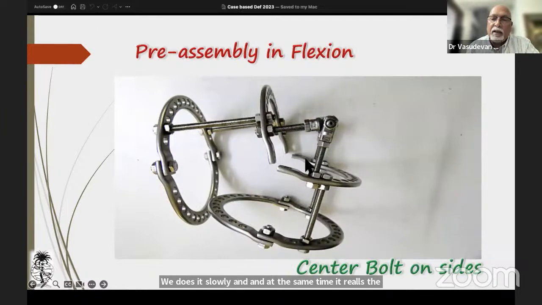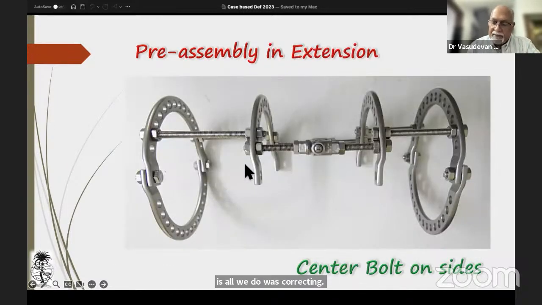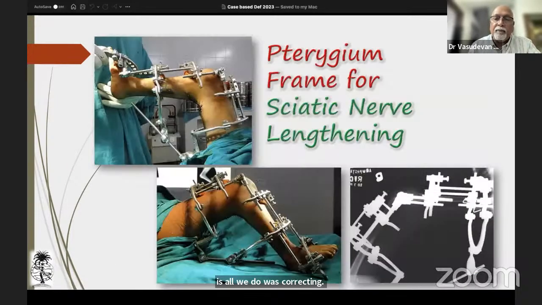So this is what the frame looked like. Here we can see the center bolt medially and laterally, because I'm not able to keep the full ring here. To get that much flexion, you have to use two half rings. And this is how it was correcting. This is extension and flexion. I put the frame there.